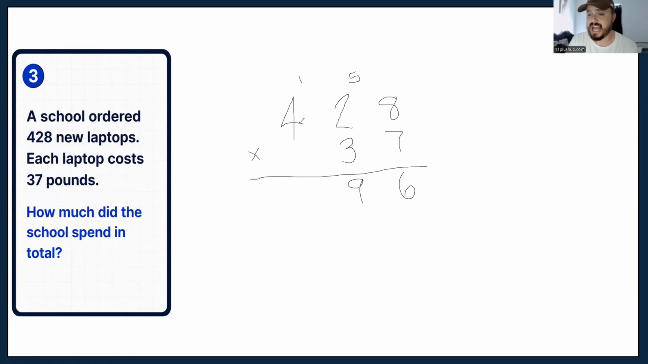7 times 4 is 28. Add the 1 that I carried over is 29. So 9 gets underneath. 2 gets carried over. We've done all the maths at the top there. So 2 is brought down.